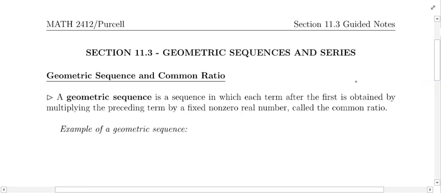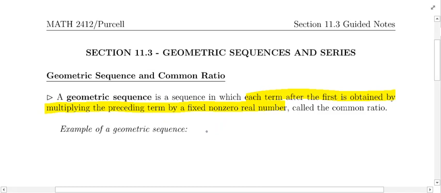It is a sequence in which each term after the first is obtained by multiplying the preceding term by a fixed non-zero real number called the common ratio. Okay, so take that in. To generate a geometric sequence, each term after the first is obtained by multiplying the preceding term by a fixed number. Okay, so let me give you an example.